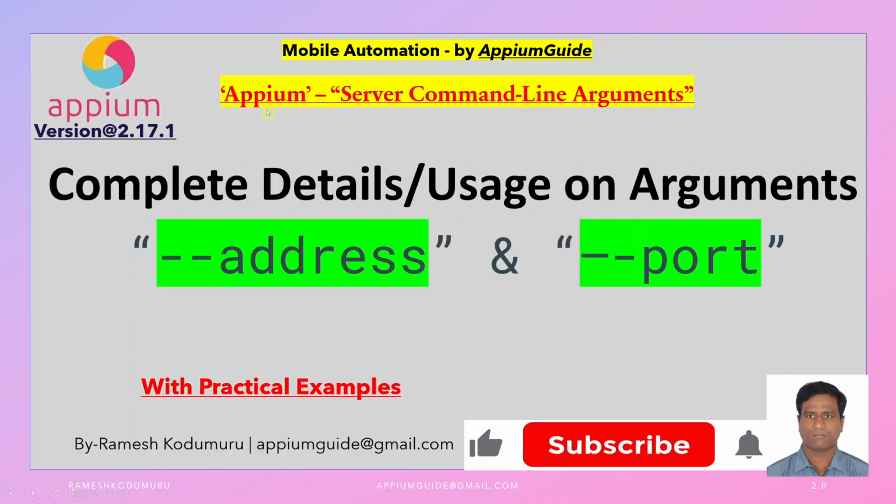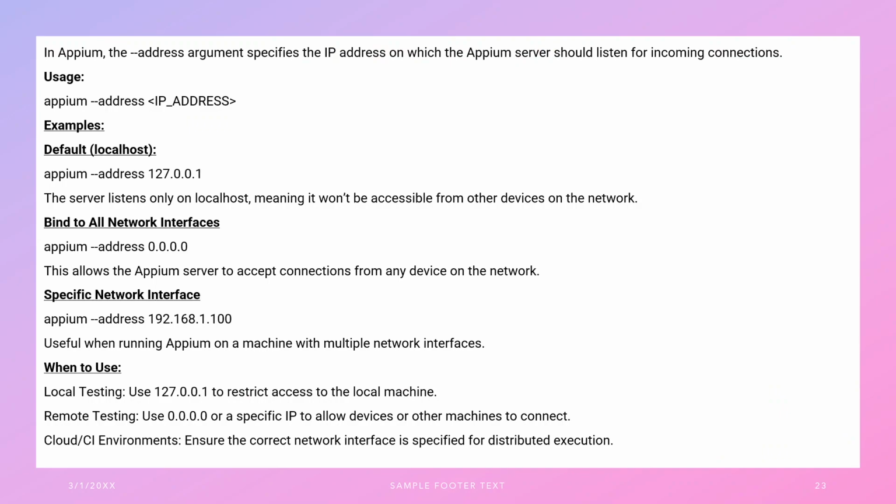As a part of our APM server command line argument series, in this video we'll discuss the complete details and usage of the arguments called address and port. So we'll see how exactly we can use these arguments, address and port, with our APM. The first argument is address.